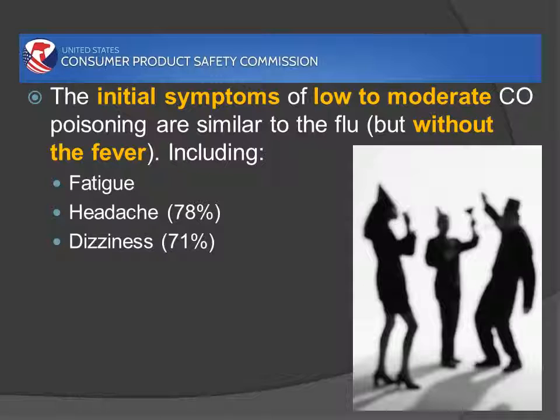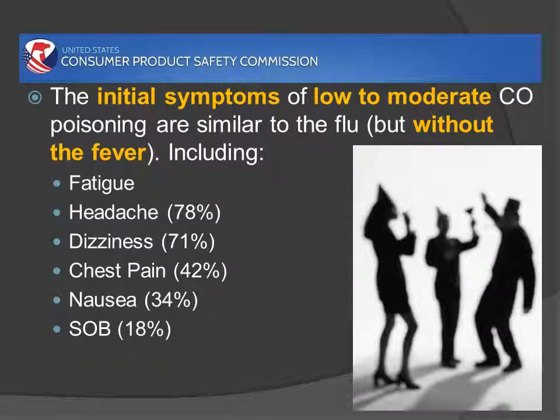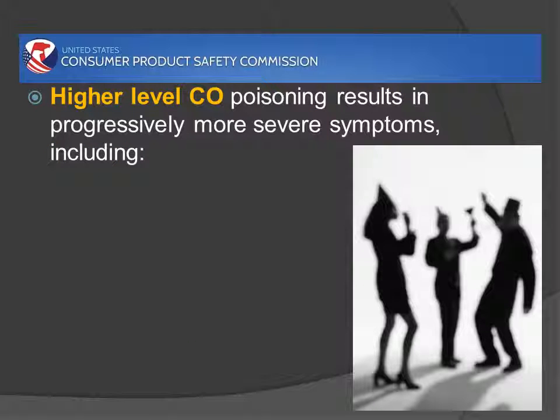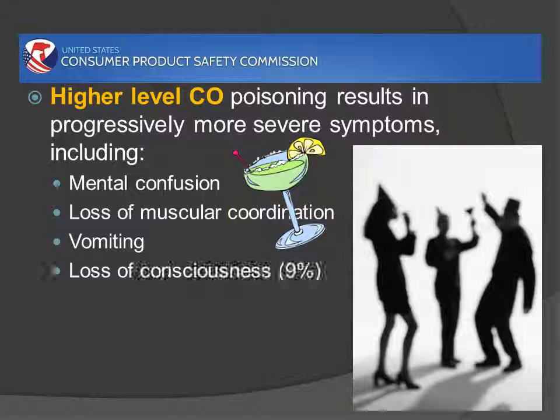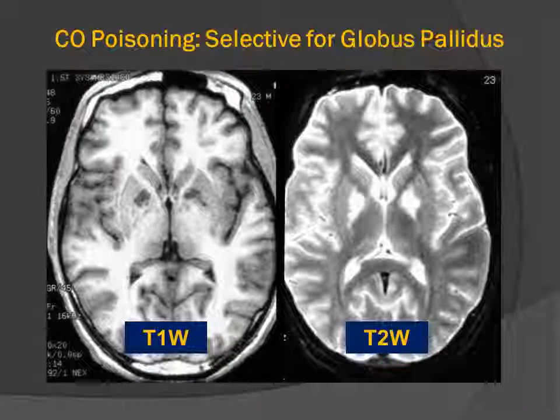The initial symptoms of low levels of carbon monoxide are similar to the flu but without a fever, including fatigue, headache, dizziness, chest pain, nausea, and shortness of breath. Increasing levels of carbon monoxide cause mental confusion and loss of muscular coordination, which may resemble intoxication with alcohol. Vomiting, loss of consciousness, coma, and death may ensue with progressively higher levels of carbon monoxide.